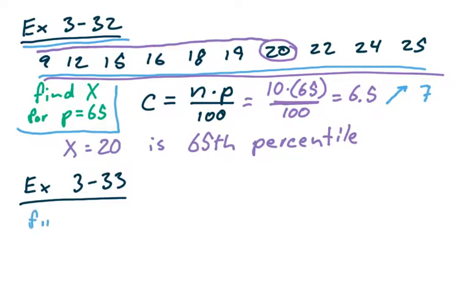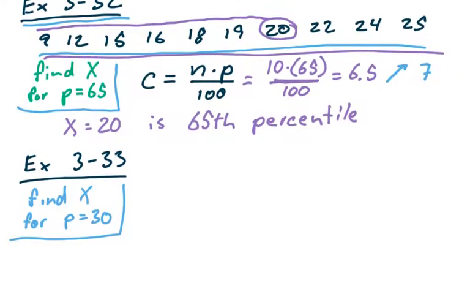In the next problem, we're going to find the data value that corresponds to the 30th percentile. So I've written down find x for p equals 30. We begin the same way. We're going to write down the formula from memory, of course. We're substituting in the information that they give us.